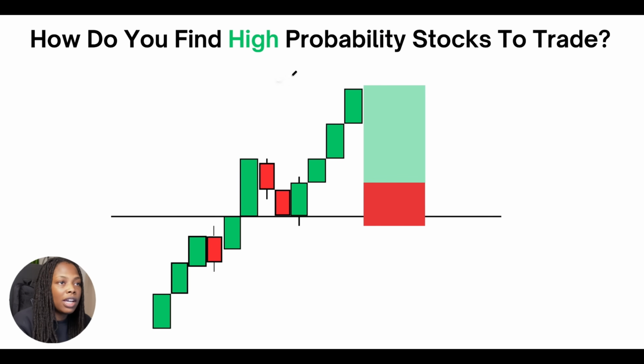So now, how do you find those high probability stocks to trade? I'm going to be showing you in 3 simple steps, but it just involves putting all the fundamentals of trading together, understanding how the market moves. We know that the market is either trending or it's in a range. And when do we want to be taking nice trades? We want to be taking it when it's trending or when it has broken out of the range.